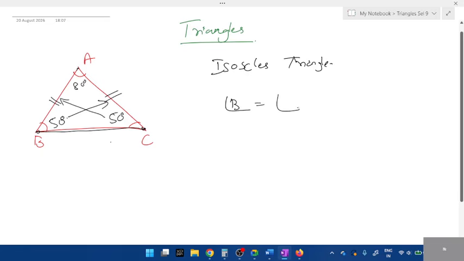Angle B is equal to angle C. Below that, what is the side? Which two sides are equal? AC is equal to AB. How can it be BC? Who's telling BC? How is it BC, Jerusha? Is it BC?